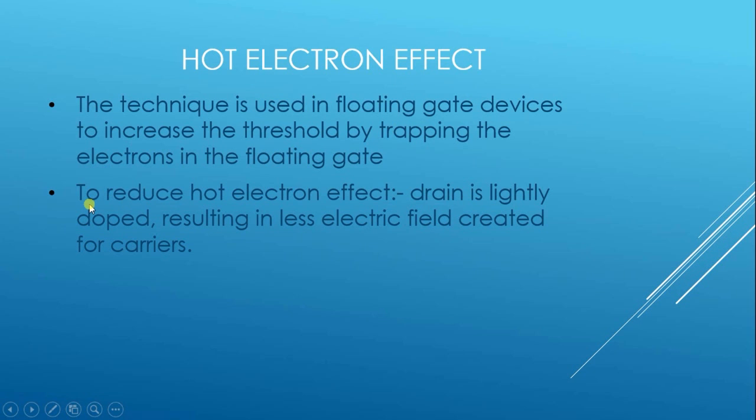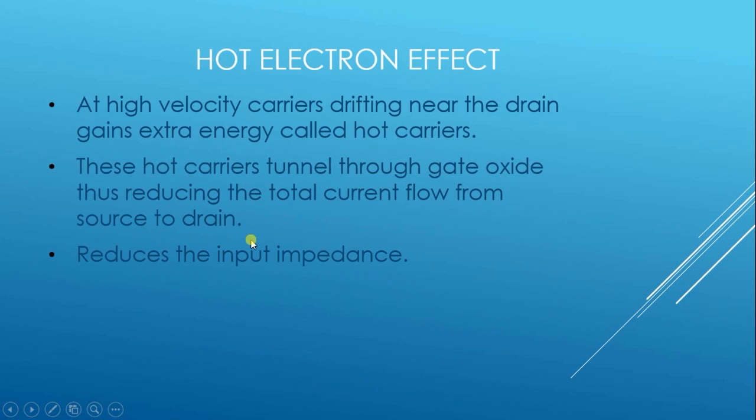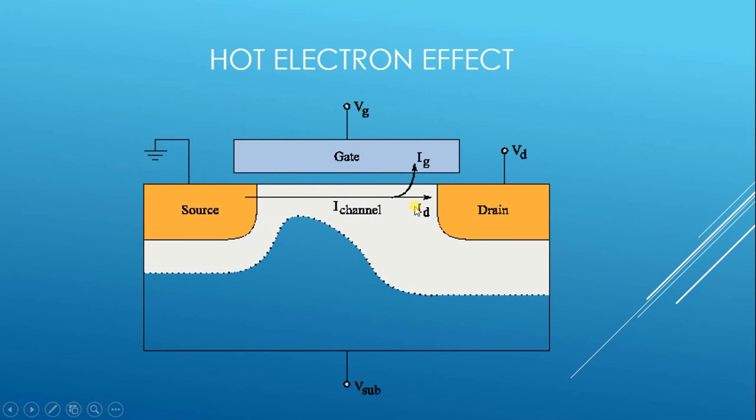And how to reduce this hot electron effect? You can easily reduce this by light doping of your drain. If your drain is lightly doped, this EY will certainly be reduced, and if EY is reduced, there will be only one electric field in the device, that is EX. So it would be as good as there is no EY and only EX in the picture. So somehow it will reduce this hot electron effect.